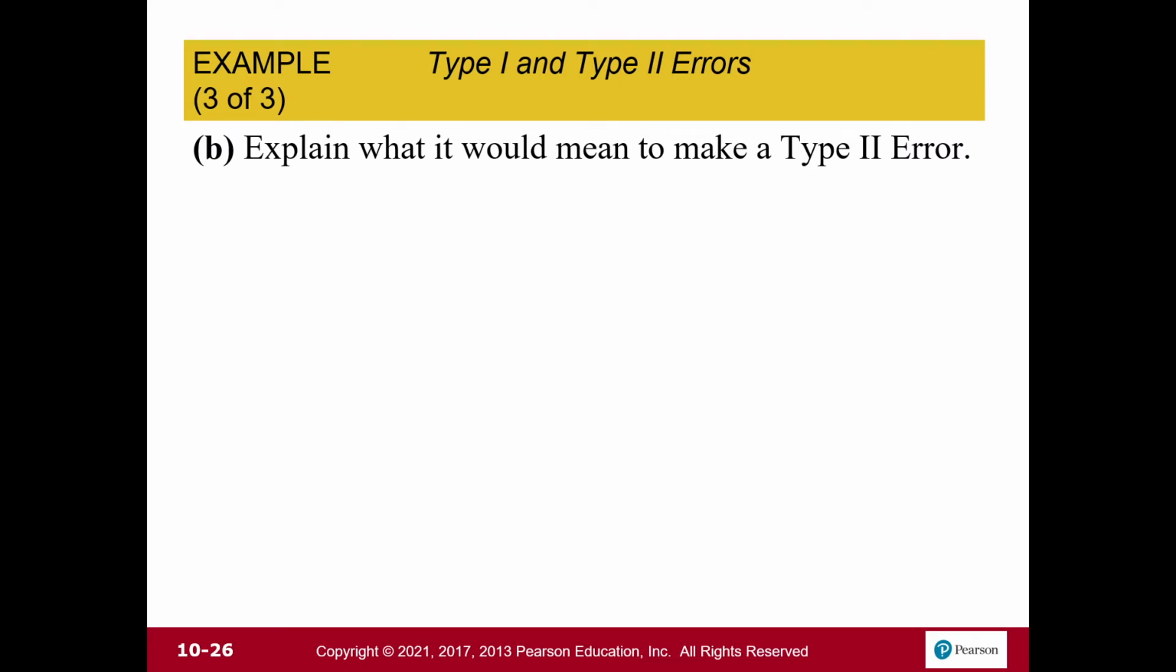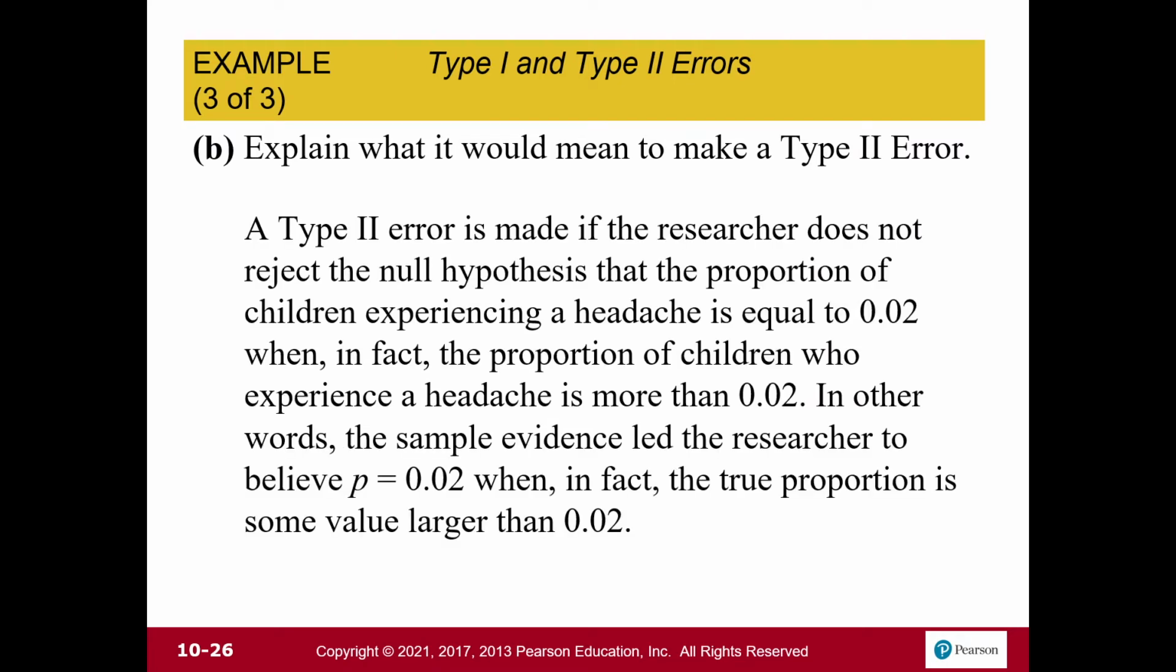Explain what it would mean to make a type 2 error. Well, the type 2 error would be made if the researcher does not reject the null, that the proportion of children who experience a headache is actually equal to 0.02, when in fact the proportion of children who experience a headache is more than 0.02. In other words, the sample evidence led the researcher to believe that P equals 0.02, when in actuality it's larger.